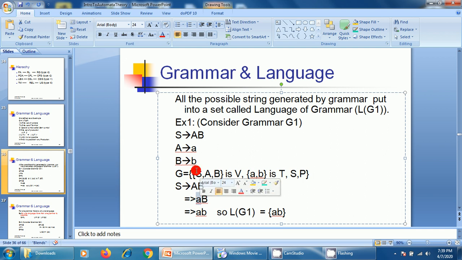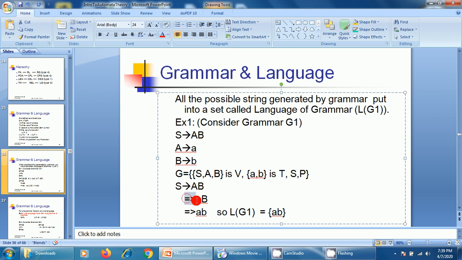Okay. Now this is step 1 of the derivation, and this is the second step of the derivation. Why can we write small a in place of capital A? Because it is given that A tends to small a. This is given in the grammar, meaning we can write a small a in place of capital A. So put a small a in place of capital A.